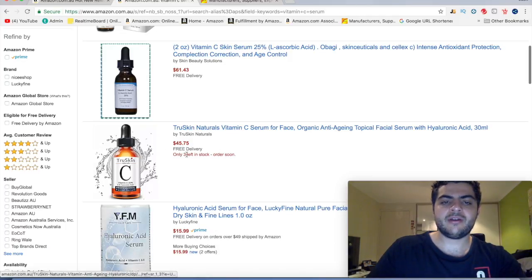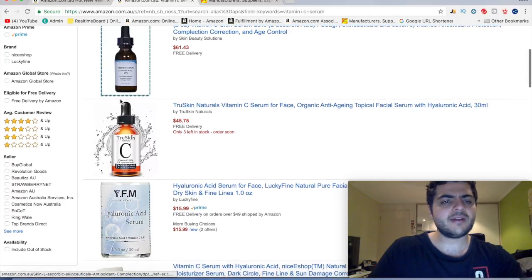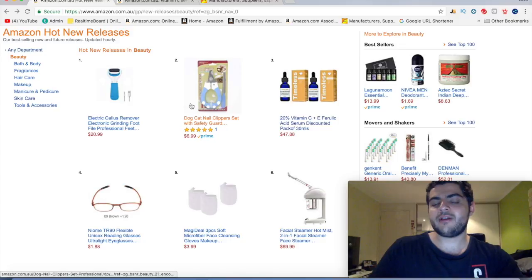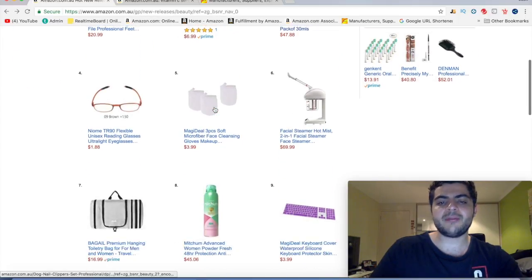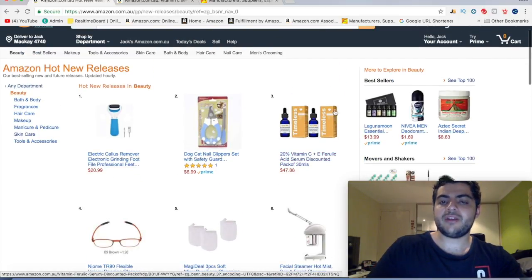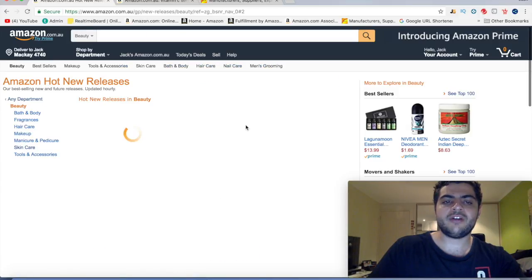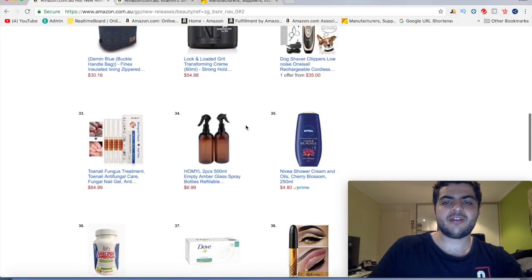Even it says here only 3 left in stock, and I just know that the demand for this is going to be huge. Other way that you tell the demand is huge is because it's number 3 on the best sellers in the whole beauty department. But this one is a pack, but you might even find the vitamin C serum on its own. I just know that this one has high demand.